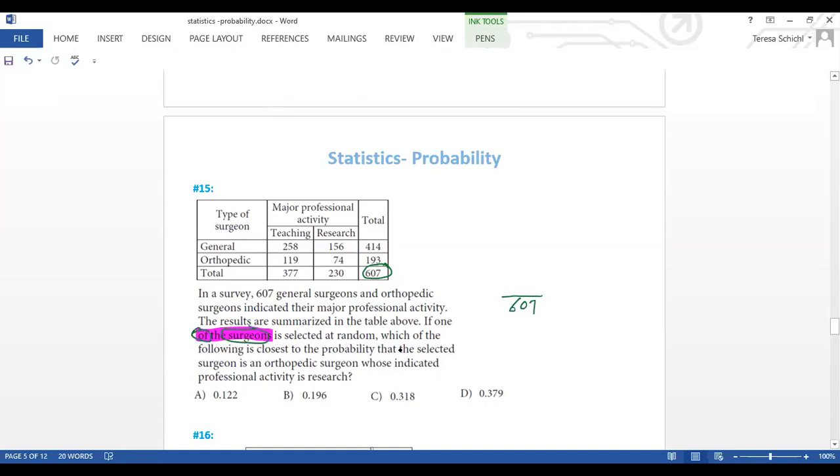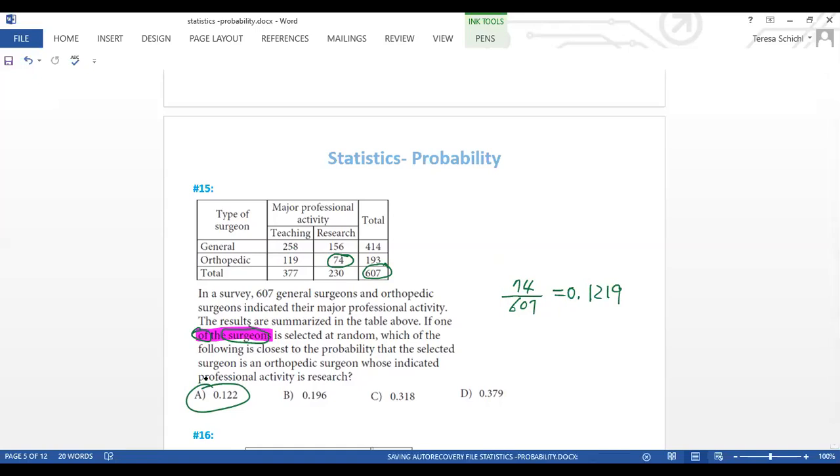So I want to find out the probability of being an orthopedic surgeon who indicated professional activity research, orthopedic with the research. It's a 74 here. So the answer here is 0.1219. So what is the answer here? It's A, right? As long as you capture that keyword, you will not get confused.